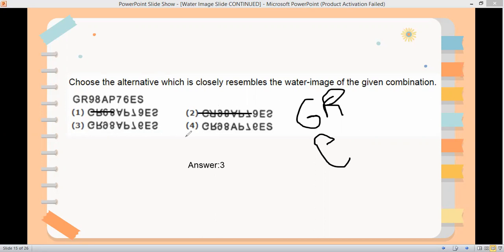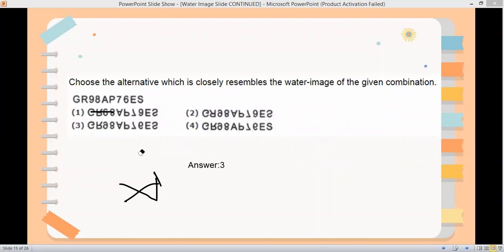Now we are left with 2 options. Now check for A. Which is the correct inverted image for A? Yes, the water image of A will be this one. And it's written the same here. So it will also be eliminated. We are left with option 3. But to be very sure, just check all the options if you have time. Okay, so that will help you to solve a water image question properly.